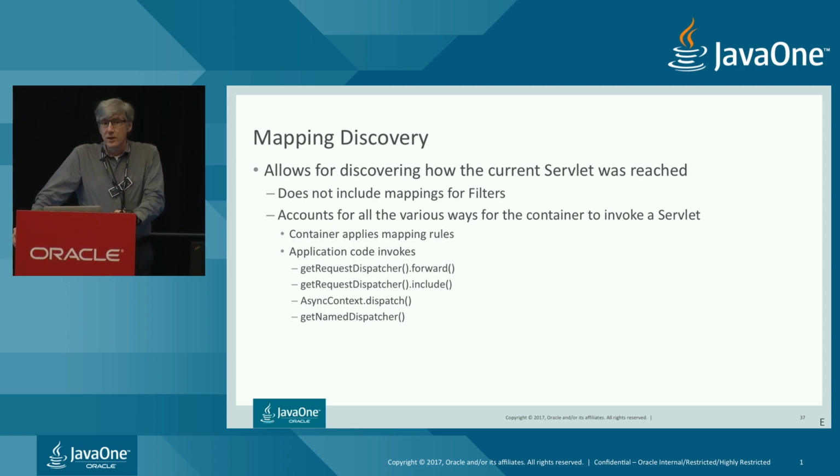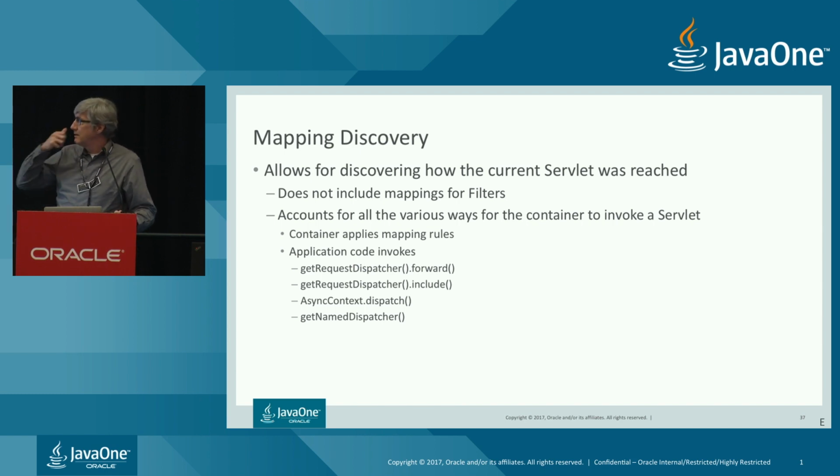The mapping discovery feature was entirely donated by the community member Arjan Tijms, and then we debated and discussed it in the expert group. He's now working at Payara on the Payara server, and part of the MicroProfile effort, which is hopefully going to benefit from the EE Foundation thing. It allows for discovering how the current servlet was reached. It only works for servlets, not for filters. It accounts for all the various ways the container can invoke a servlet, of which there are many, right?